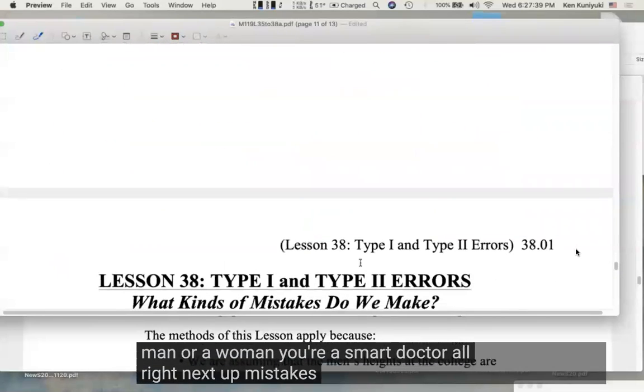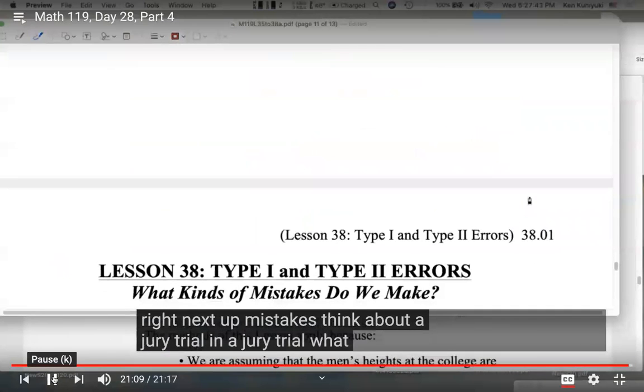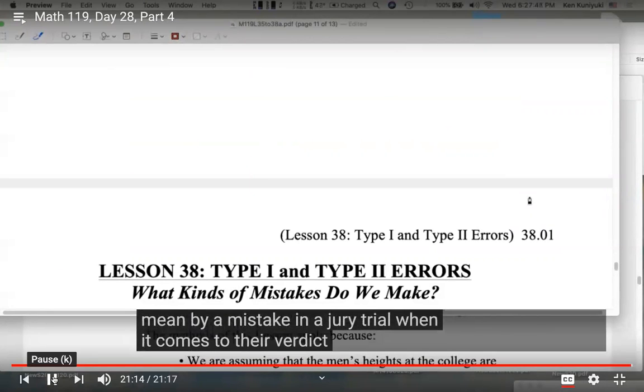Next up, mistakes. Think about a jury trial. In a jury trial, what do we mean by a mistake when it comes to the verdict? Any questions? Let's take a moment and think about that. You can even put some things in chat. Actually, last semester, we had an interesting talk about that. When I say that we're going to talk about mistakes in a jury trial, what are the mistakes that can be made? Think big. When does a jury make a mistake? When is there a wrong verdict?